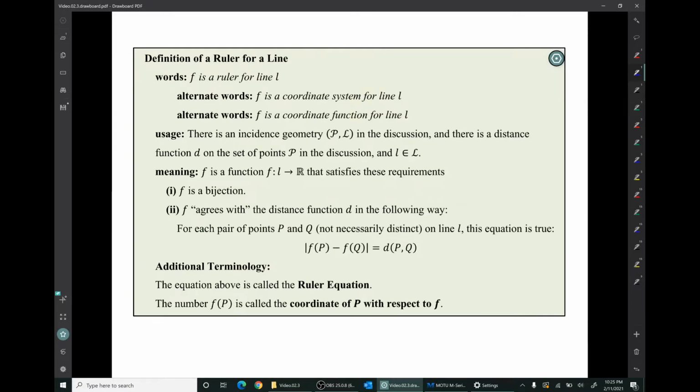And recall the definition of a ruler for a line. A ruler for a line is a function from the line to the real numbers. That is, it eats as input points that are on the line and spits out as output real numbers. And it has to satisfy these requirements. The function must be a bijection, and it must agree with the distance function in the following way.